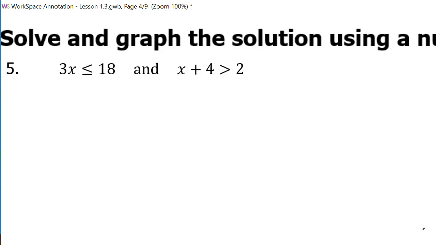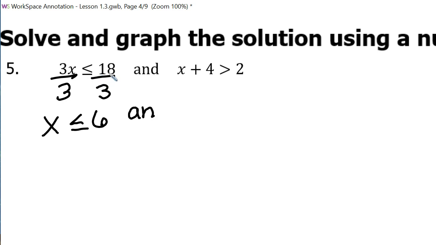So number 5, there are 2 separate inequalities. So look at that first inequality. How do I get rid of this 3? Divide both sides by 3. So that gives us x is less than or equal to 18 divided by 3, which is 6. Bring down the word "and." You have to have that conjunction in your answer to get full credit. So bring down the word "and."